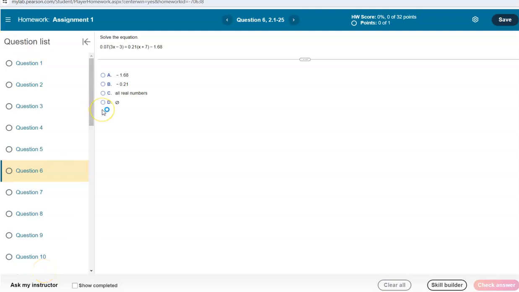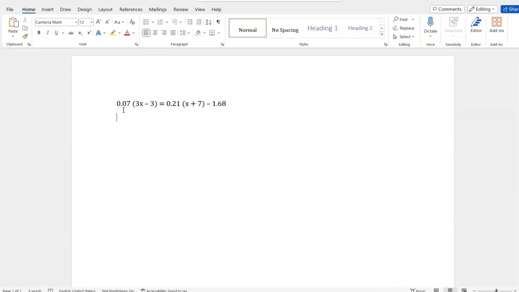Okay, we're asked to solve this equation. So I'm going to go over and start that process. The first thing we want to do is we always want to start by trying to clear any parentheses. We're just trying to clear up each side independently. So before we try to move stuff from side to side, we want to clean up each side.